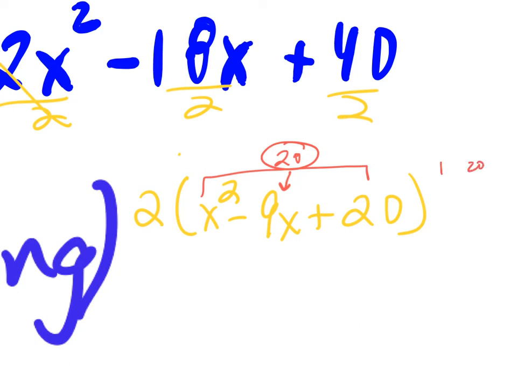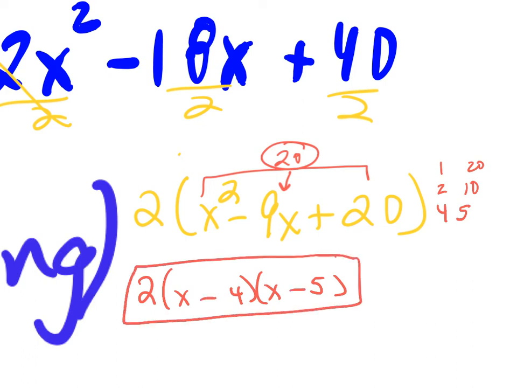So you have 1 and 20, 2 and 10, 4 and 5. What would my combination be? 4 and 5. So I still have my 2 out in front. I have my 2 binomials. I have x's in the front. I got a 4 and a 5. I want a positive 20 when I multiply, but a negative 9 when I add. So what are both of the signs? Negative, negative. Good.